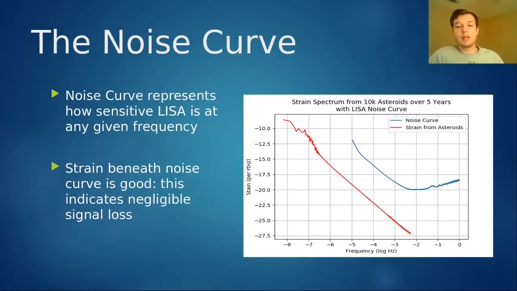So this simulation produces this graph here. On the right here, the blue line is the LISA noise curve, and the red line is the acceleration noise produced by the asteroids. And you can see that they are several orders of magnitude different, indicating that the asteroids have negligible impact on LISA, so there will be negligible signal loss.